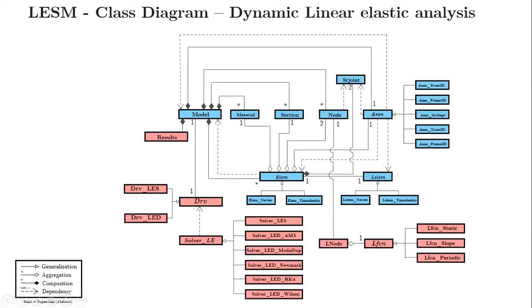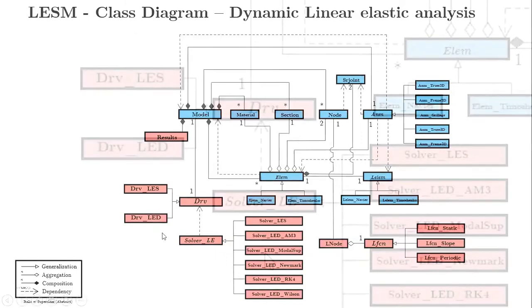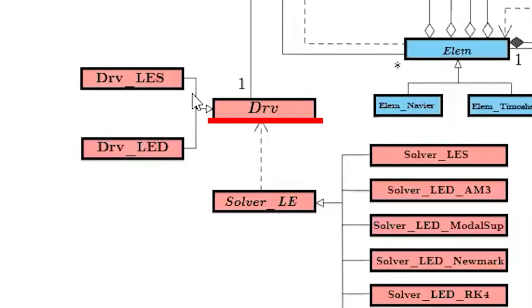So all properties related to model information were moved to a new class called model, as was said before. A result class defines an object that is responsible for storing results after data is processed by a DRV object. It's now coupled here. Now, the driver class has two subclasses, driver LES and driver LED. The LES deals with linear elastic static analysis, and the LED deals with linear elastic dynamic structural analysis.